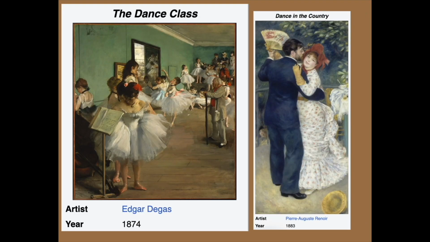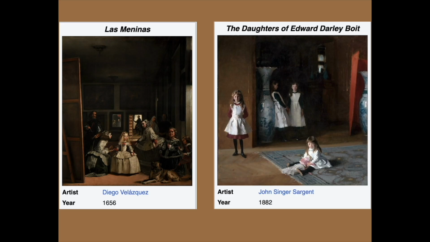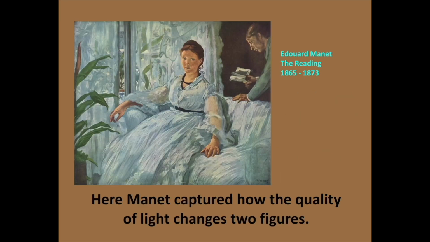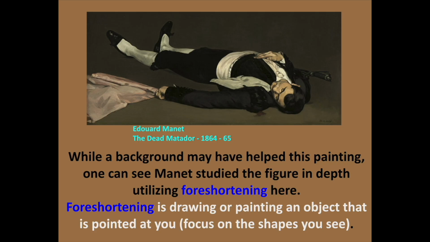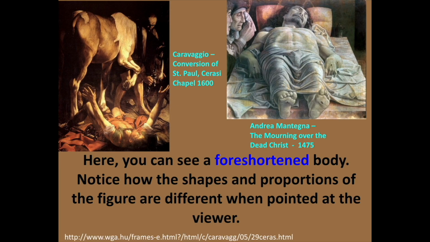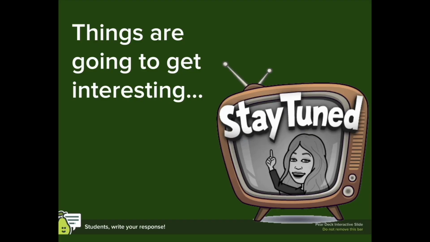Whether artists were trying to capture the quality of light and perspective like what can be seen here, or were inspiring each other's compositions hundreds of years apart, all artists experimented with different ideas, such as removing backgrounds, depicting accurate light quality, or foreshortening the figure, which means drawing or painting the figure pointing at you. This is harder to draw or paint because you really have to concentrate on the shapes you see as you are creating.